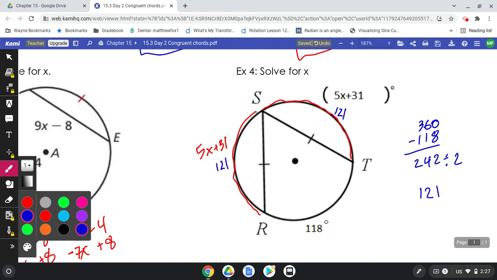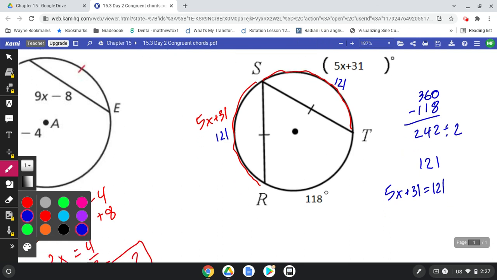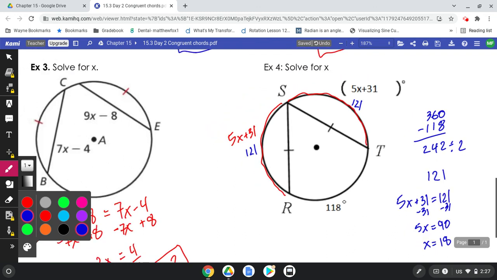Now, if that is the case, then I can do 5x plus 31 equals 121. At this point, I could subtract 31, 5x equals 90. Divide, and we get x equals 18. So if x equals 18, we are done. That's all it asks for.